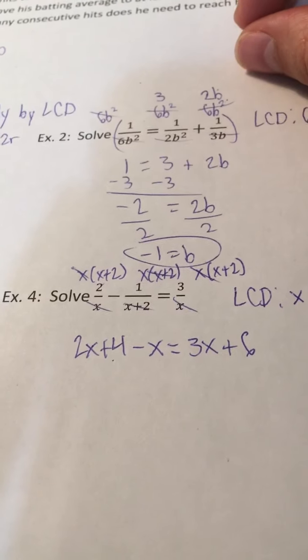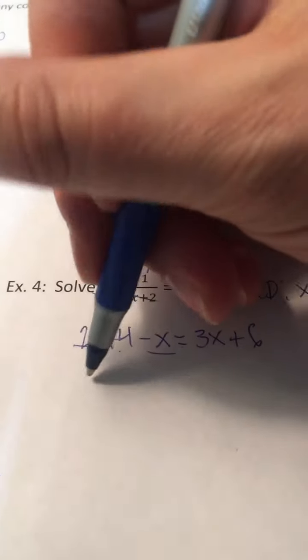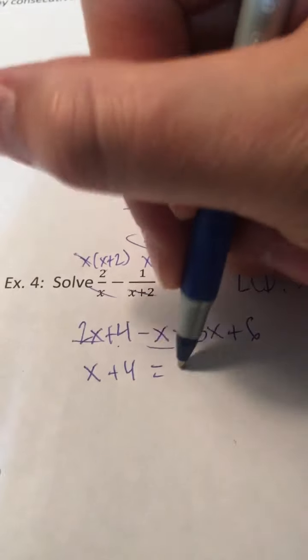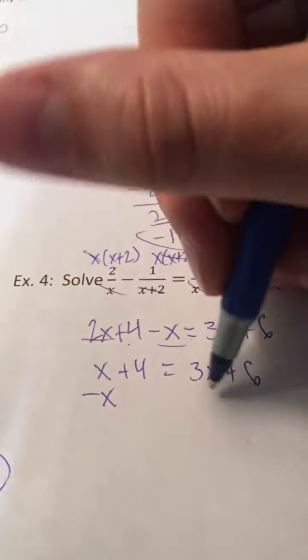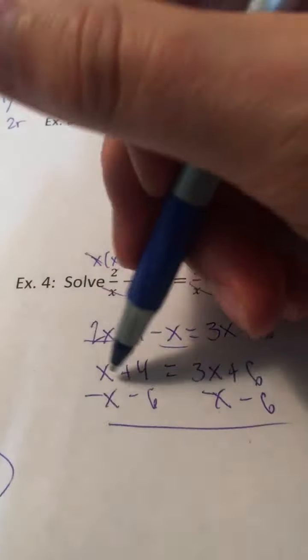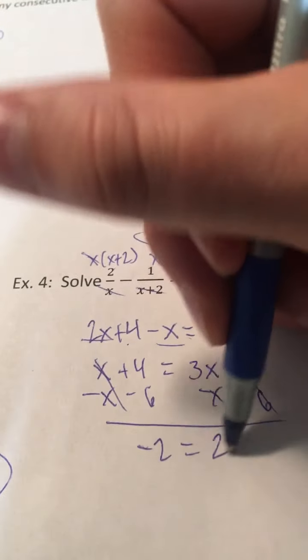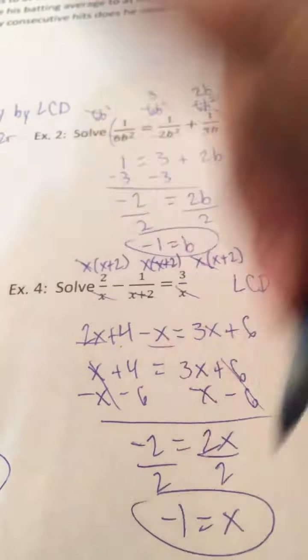So let's just go ahead and start combining like terms. Get these together. I have 2x minus x going to give me 1x. All right, and then I have plus 4 equals 3x plus 6. Let's subtract that x from both sides. We can also go ahead and just subtract this 6. Let's just do it all in one step. So that's going to be negative 2 equals, that's gone, that's 2x. And divide by that 2, going to be negative 1.